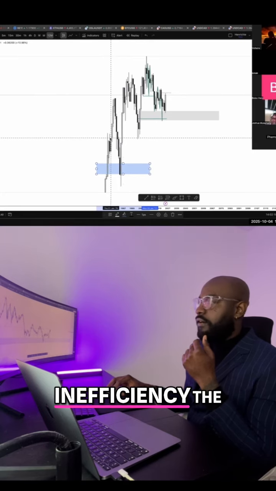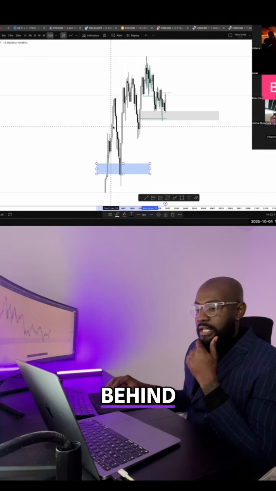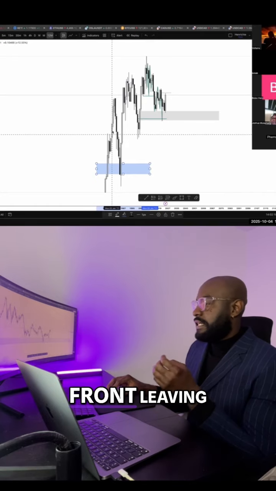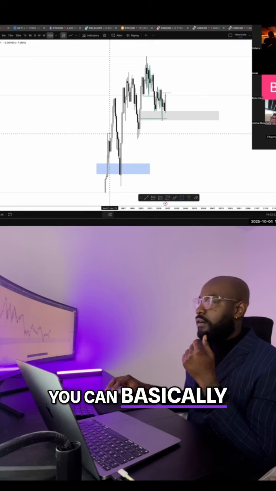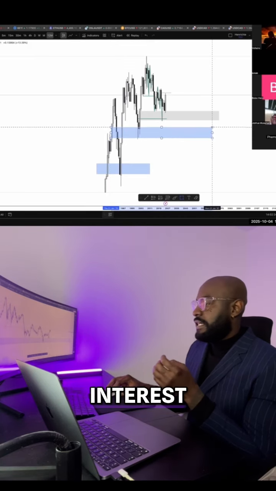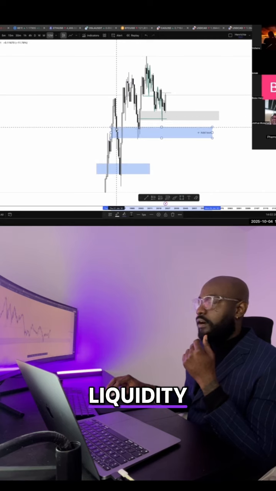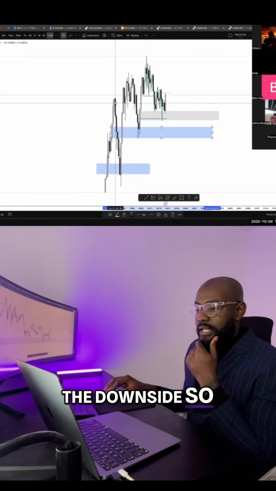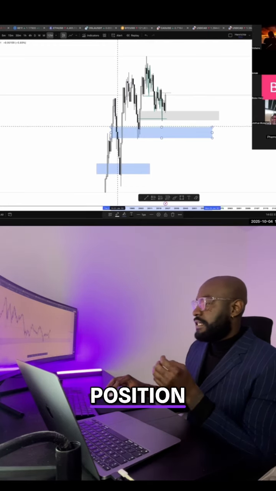This is also an inefficiency. The wick stopped here and there's a gap behind. The wick stopped here as well. There's a gap in front, leaving another inefficiency here. You can basically use that as a point of interest, both as a draw on liquidity for price to attract it and go to the downside. So you can be looking for sells from here, use this as your take profit position.